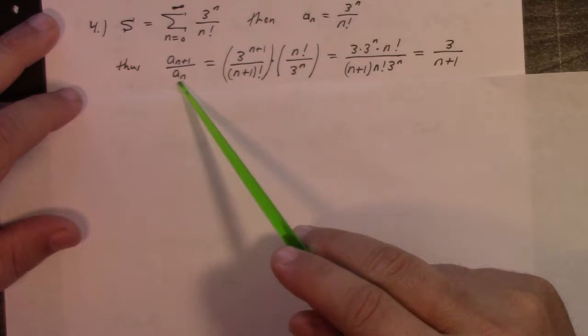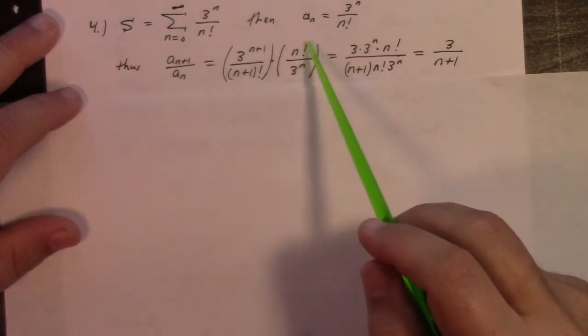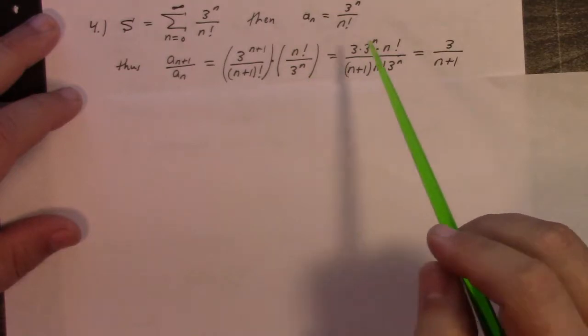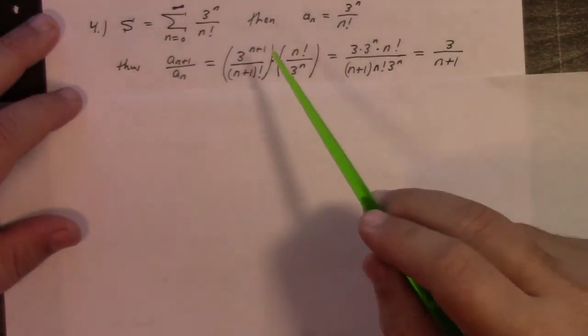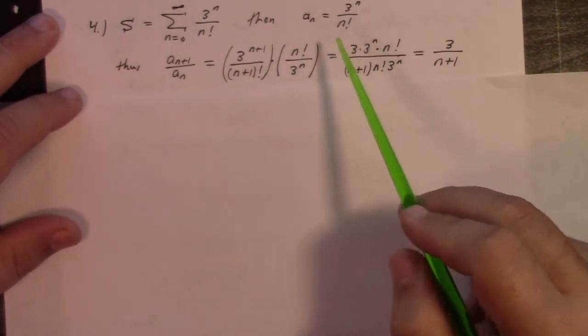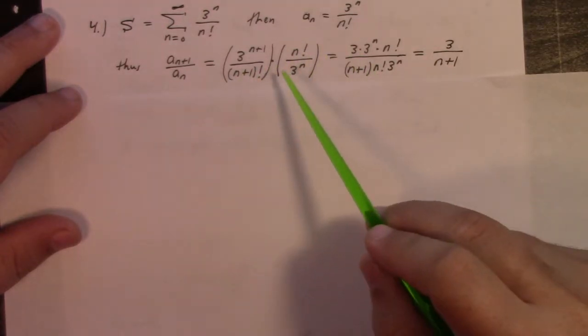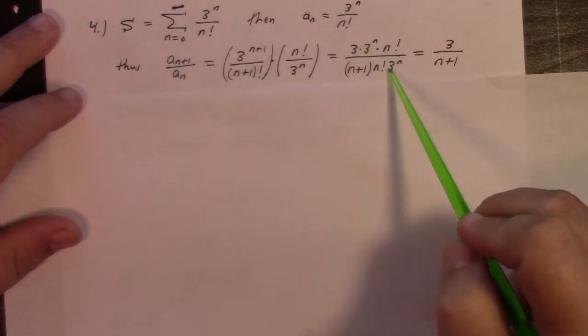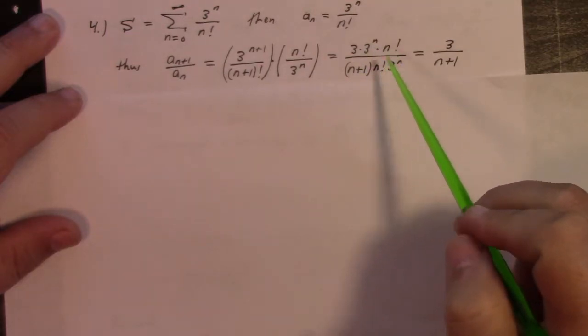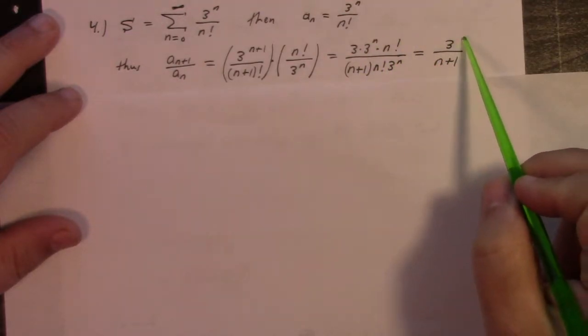Dividing by a sub n is like multiplying by its reciprocal, right? So the reciprocal of a sub n is n factorial over 3 to the n. And then you do some algebra. 3 to the n plus 1 is 3 times 3 to the n. n plus 1 factorial is n plus 1 times n factorial. And so my 3 to the n's cancel, my n factorials cancel. Yeah, 3 over n plus 1.